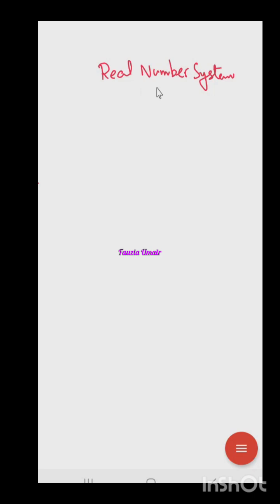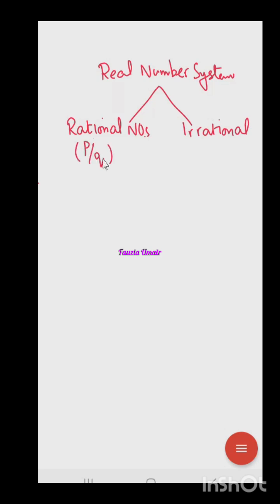ठीक है, so real number system is having two further groups. One is called rational numbers and another is called irrational. ठीक है, so rational numbers की एक bookish definition क्या है कि rational numbers are those numbers which can be written in form of p by q, यानी कि they can be written in form of a fraction. ठीक है, because irrational numbers cannot be written as a fraction.